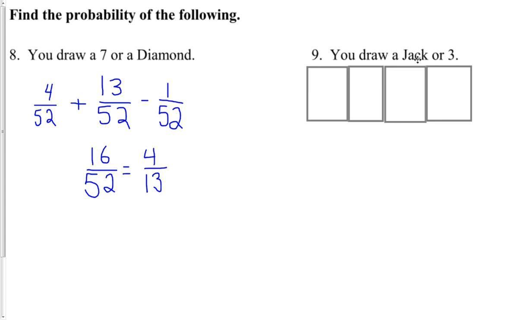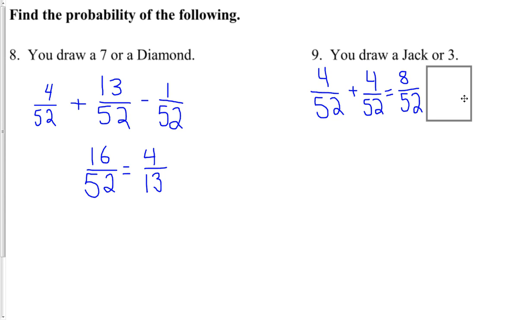Next, what's the probability you draw a jack or a 3? These do not overlap. You cannot have a 3 of jacks, right? So 4 over 52 plus 4 over 52 gives you 8 over 52, which is 2 over 13.